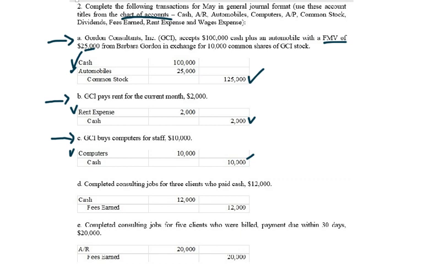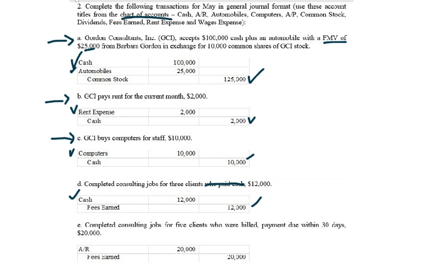Anyways, D, onward. Completed consulting jobs for 3 clients who paid cash. I could have just said completed consulting jobs for 3 clients, $12,000, same transaction. I really don't have to mention the cash part there. It's usually in the introductory chapters that it is customary to mention that portion, but if it's not mentioned, it's implied. Completed consulting jobs for 3 clients, $12,000. You assume that they paid cash because it's silent on the matter. There's nothing else to assume there. So cash debit, fees earned credit as a consequence of that.